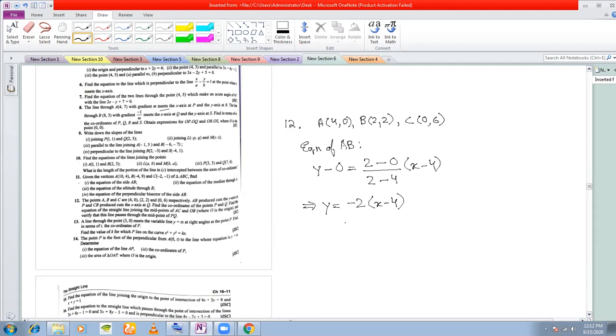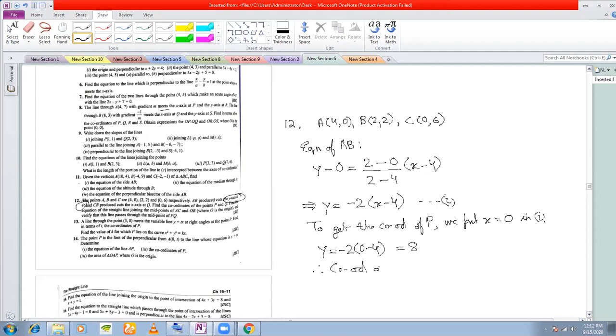So where does it cut the y-axis to get the coordinates of P? It cuts the y-axis at P. To get the coordinates of point P, we put x is equal to 0. So if we put x is equal to 0, we get y is equal to minus 2 times (0 minus 4), which is 8. So therefore, what are the coordinates of P? 0, 8. Right.